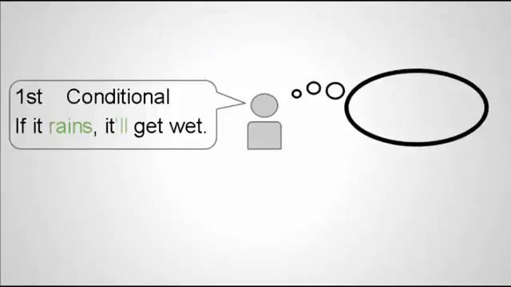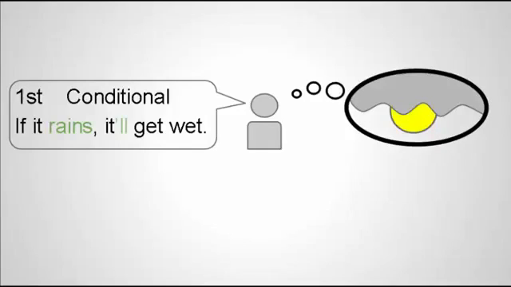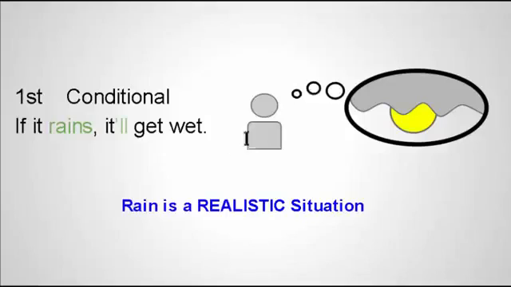If it rains, it'll get wet. That's the first condition. The person who says this, in his mind, there's not a chance that it's going to be a sunny day. In his mind, he believes that it's going to be a cloudy day and possibly start to rain. It's probable even. It's not raining now. Is it raining now? No, it isn't. But in his mind, the probability is high. It's a possible situation. It's not raining, but the speaker thinks it's probable or possible. That's a realistic situation in his mind.